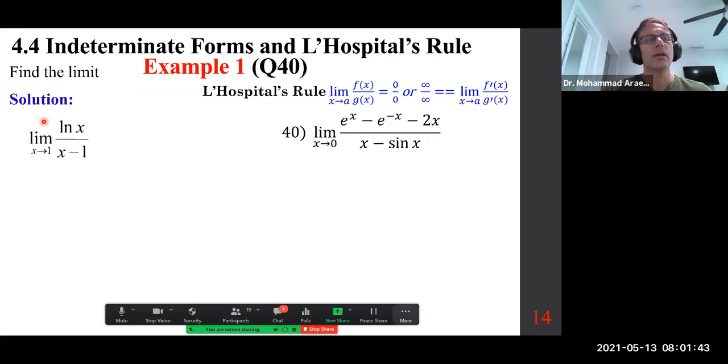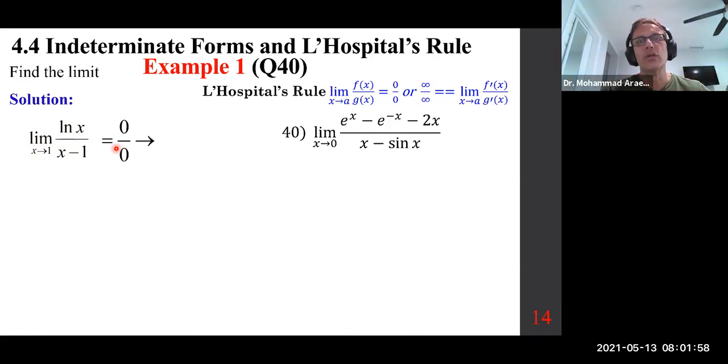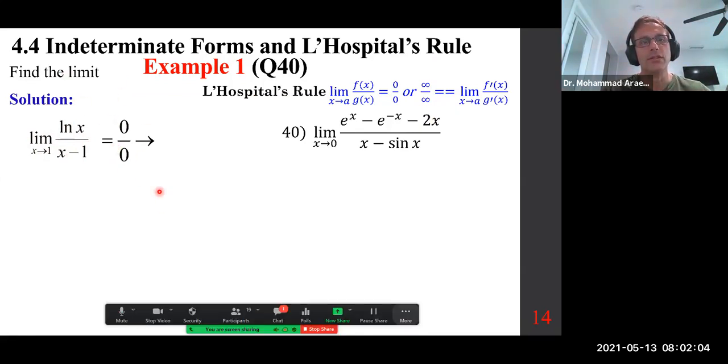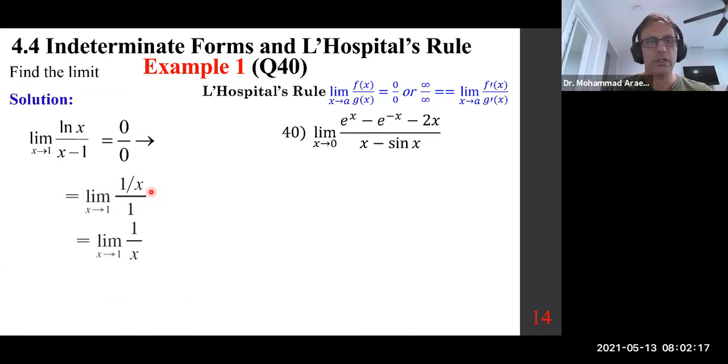As you look at this first example, you plug in 1, you get ln 1, which is 0, over 1 minus 1, which is 0. So for you to use L'Hopital's rule, your first step is to show that it is equal to 0 over 0 or infinity over infinity. Otherwise, you cannot. So you have to write this and then move. Now we take the derivative of the top over the derivative of the bottom, which is 1 over x over 1, and replace the x. We will get the answer 1.